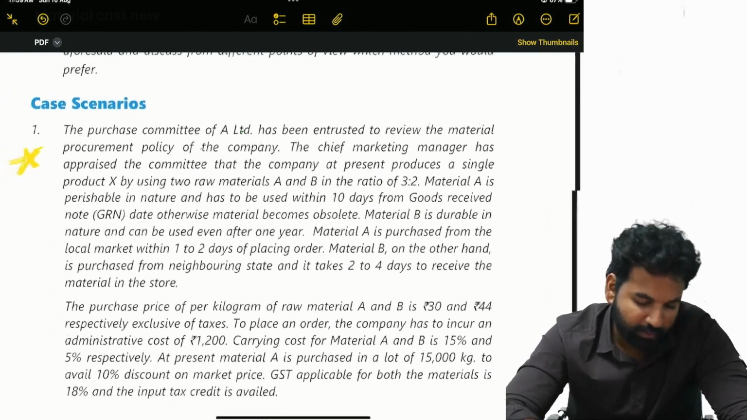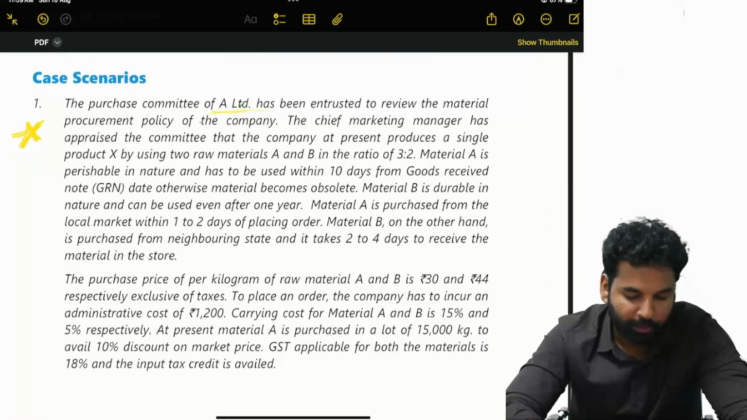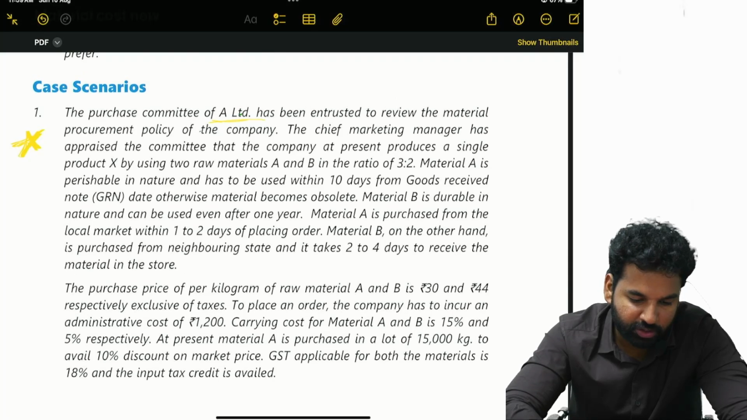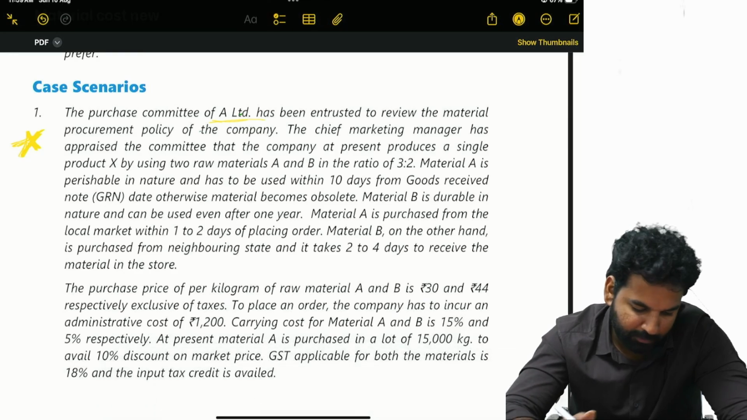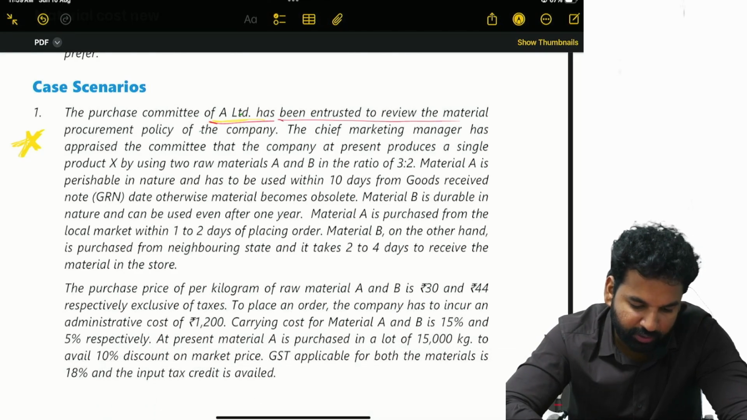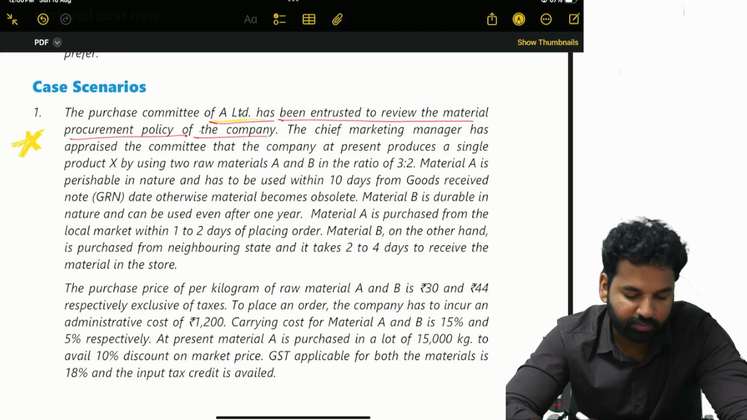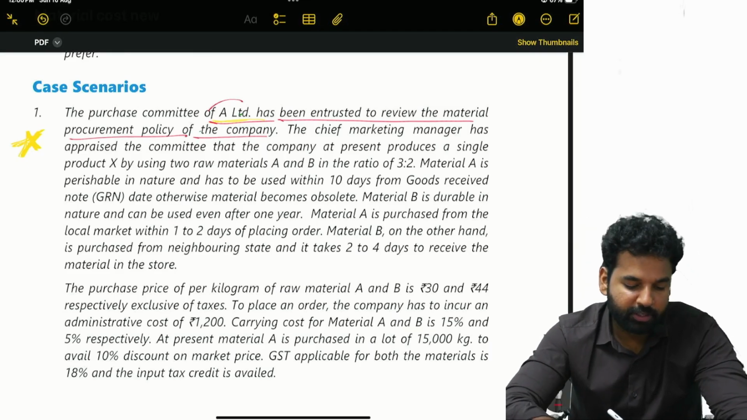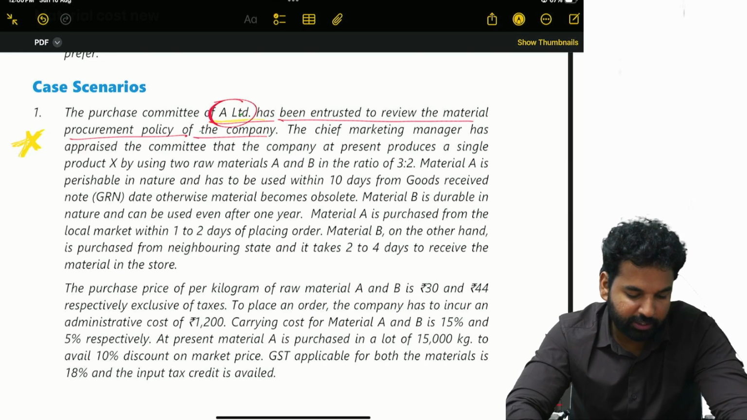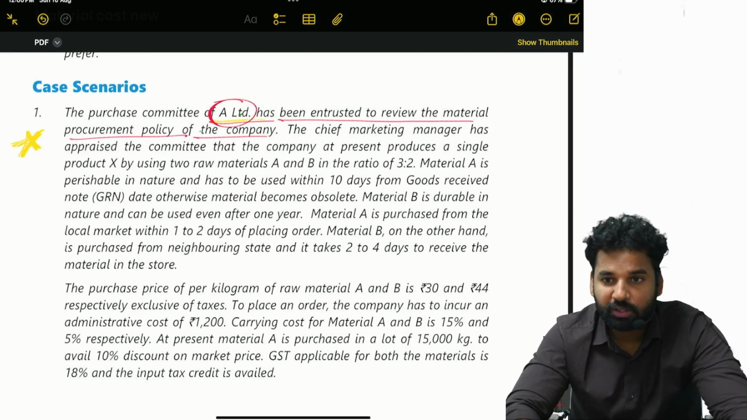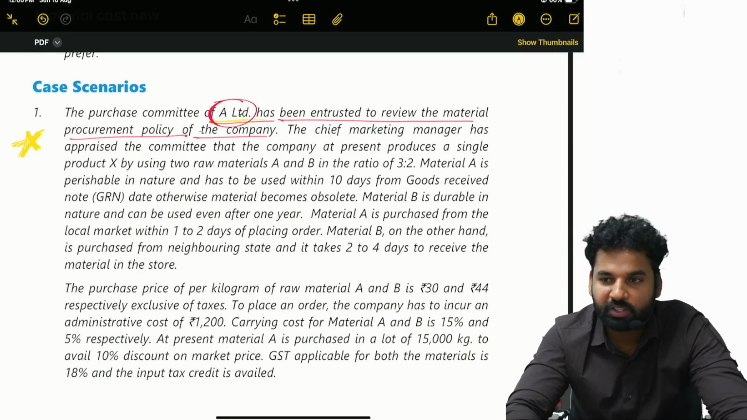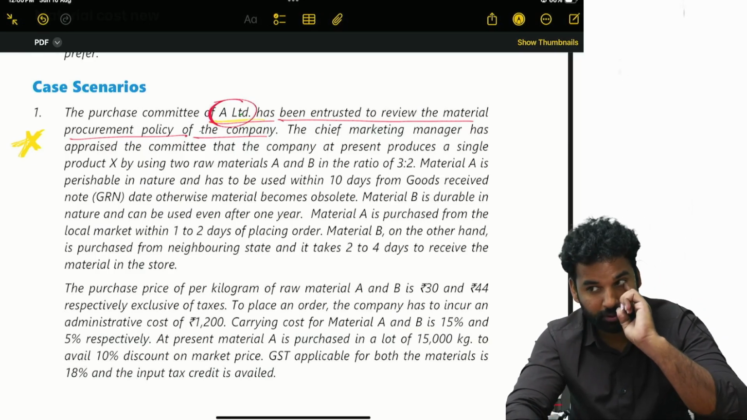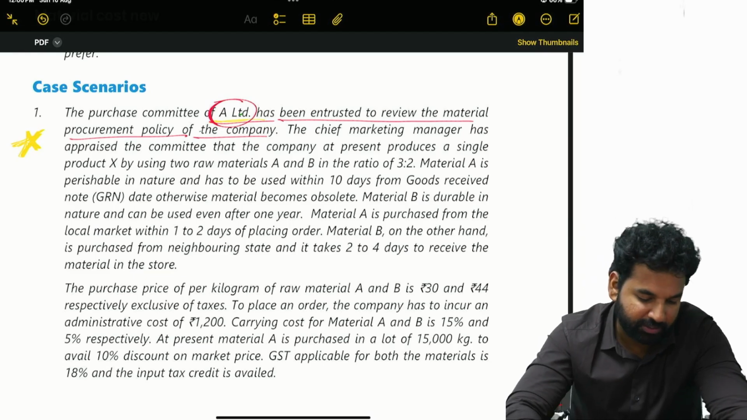See here, the Purchase Committee of A Limited has been entrusted to review the material procurement policy of the company. So A Limited company is there, and in that there is a purchase committee, which has been given the job to review the procurement policy of the company, how the company is procuring the materials. That has to be reviewed by the purchase committee.